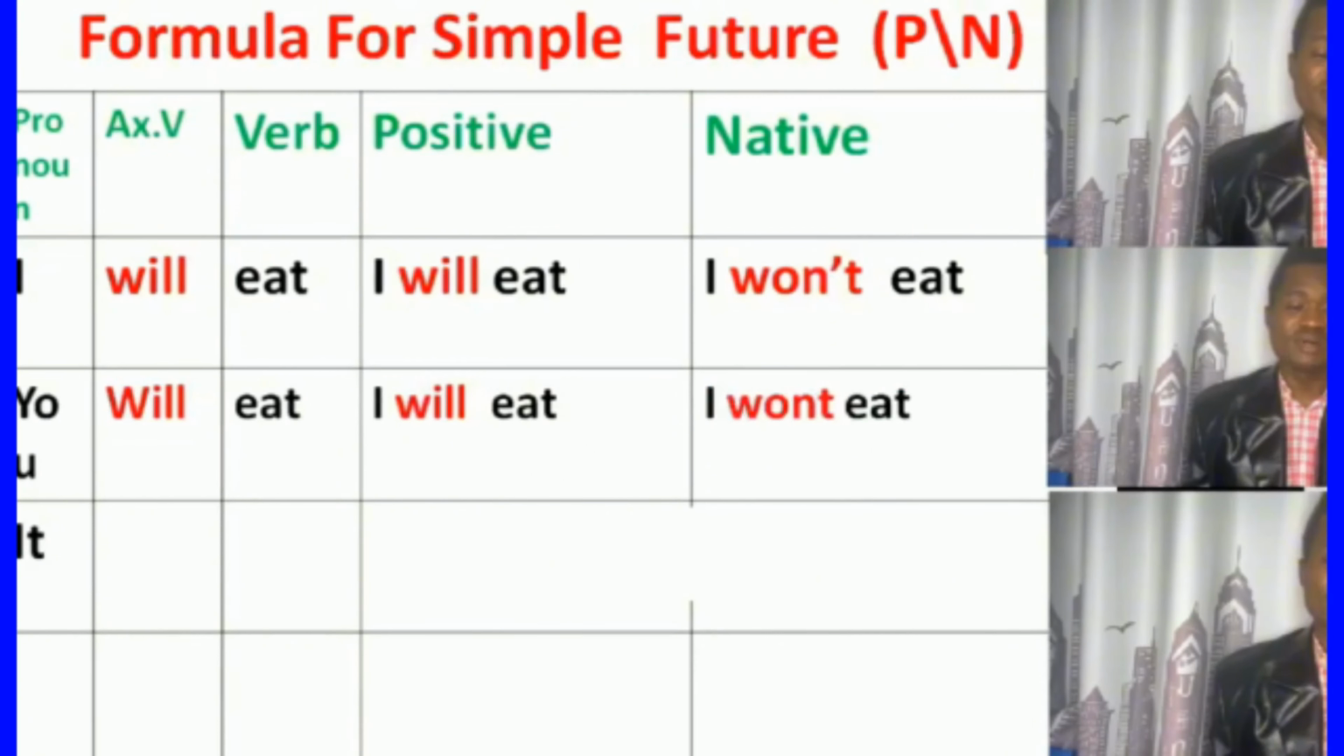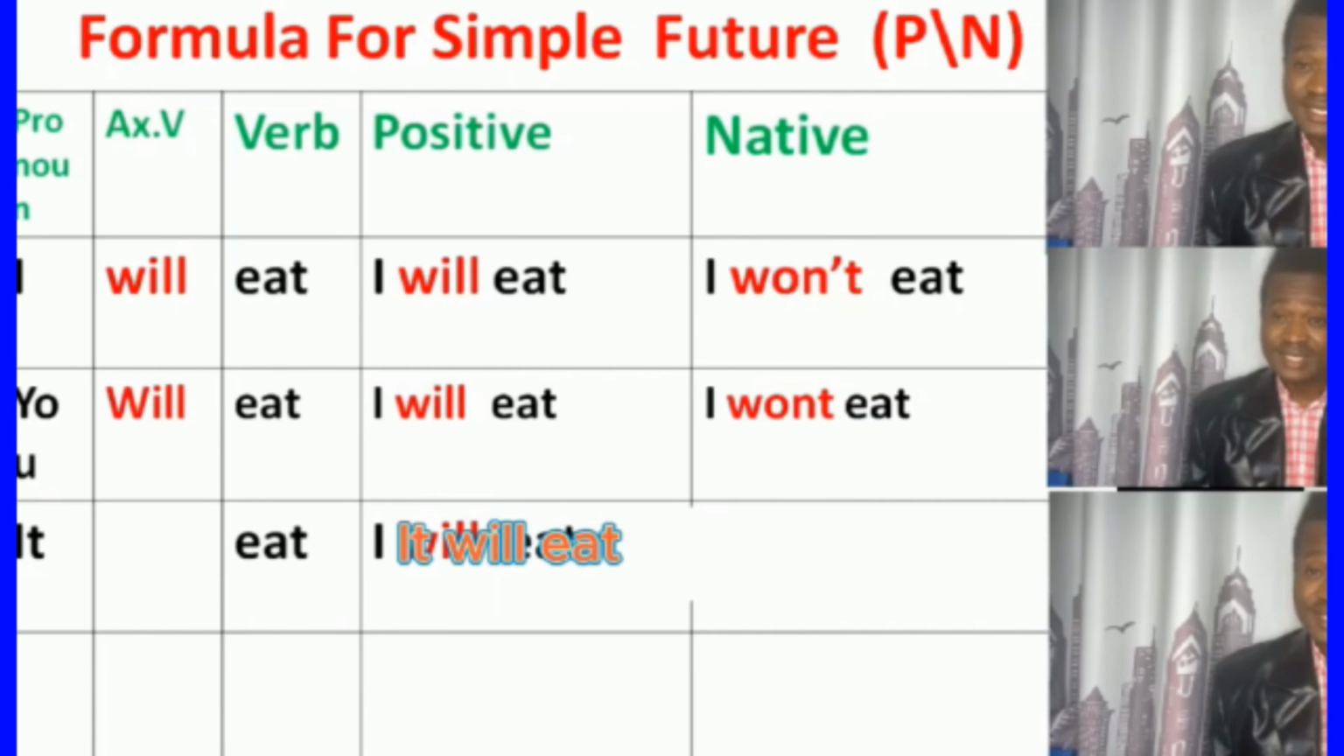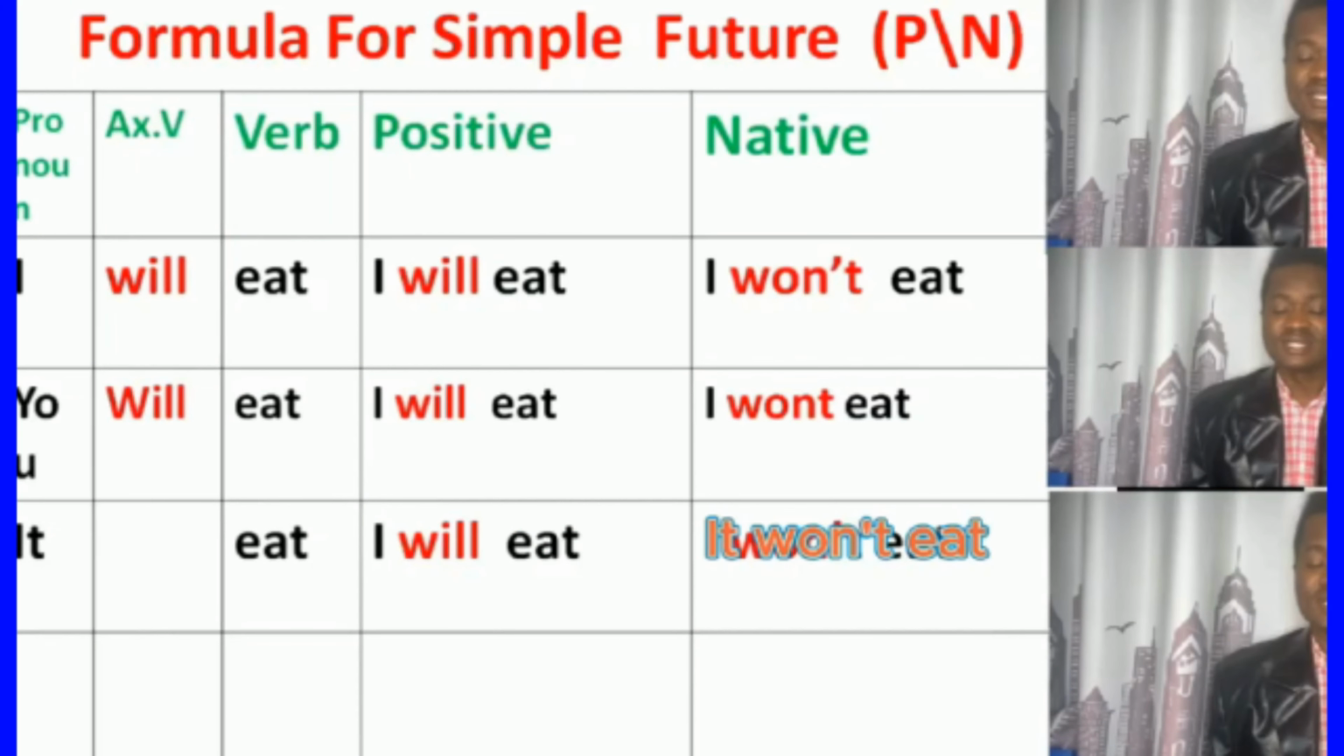Talking about the third person pronouns: it, she, he. If we use it, the auxiliary verb is the same, and the verb is eat. The positive is it will eat. The negative form is going to be it won't eat, or it will not eat.